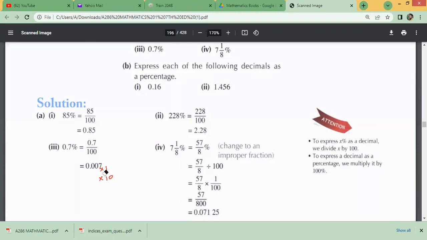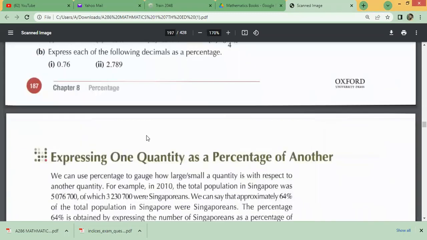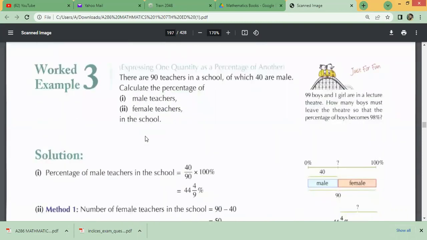Okay, next part, what we did was expressing one quantity as a percentage of another quantity. As I told you at the start of this lecture as well, if we have to represent any quantity in percentage, we divide the original quantity into 100 equal parts, and then we represent whichever quantity we want as a percentage of those parts.